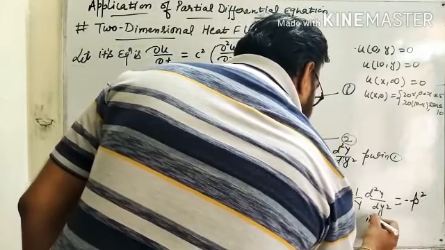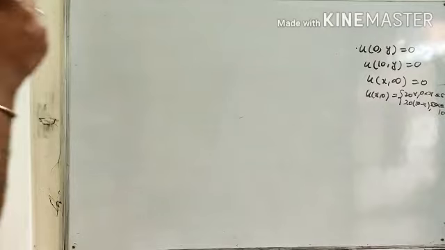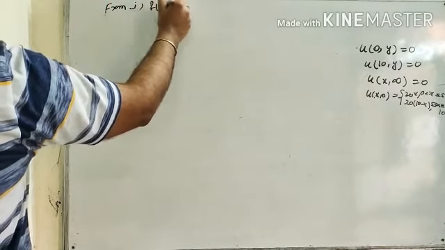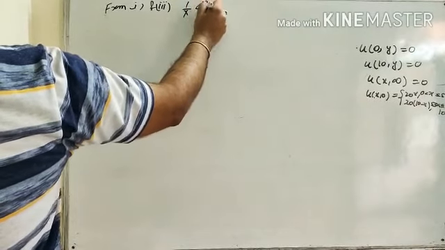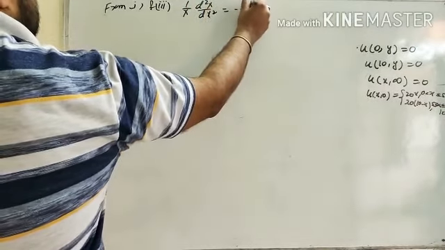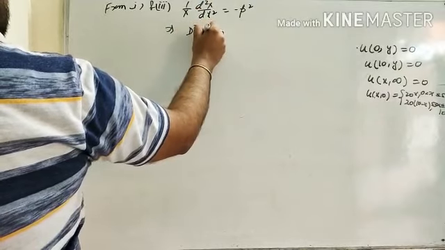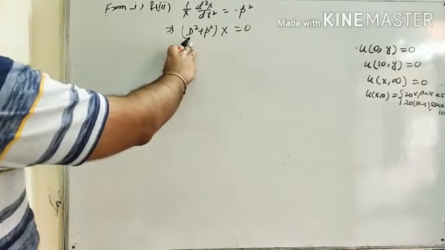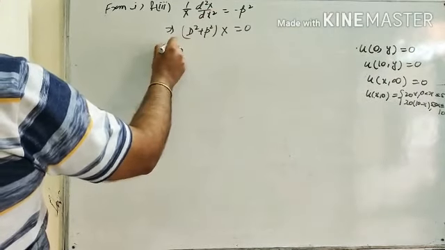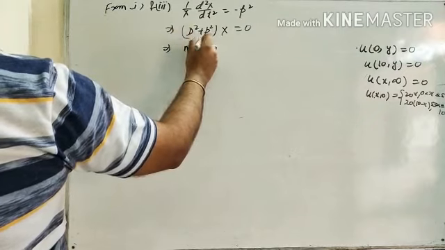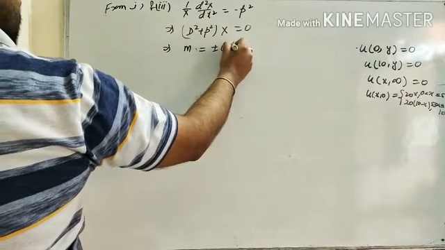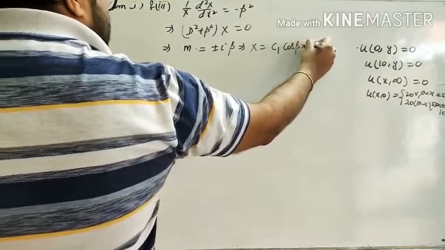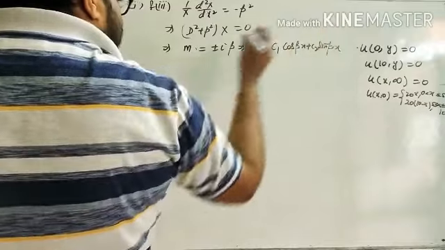So this is first, second and third. From first and third, (1/X) d²X/dx² = −p², or we can write it as (D² + p²)X = 0. So this is an ODE, so we can solve it in the same manner, that is we get m = ±ip. So from there we get X = c1 cos px + c2 sin px.